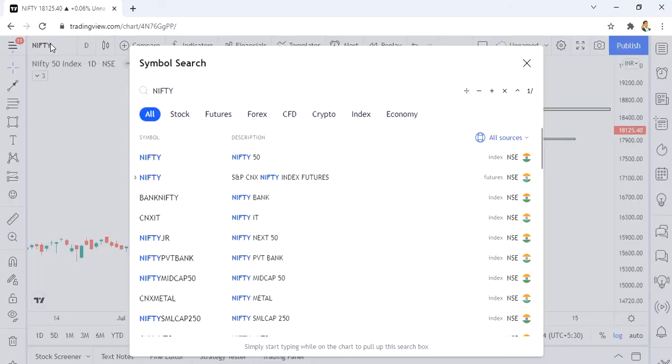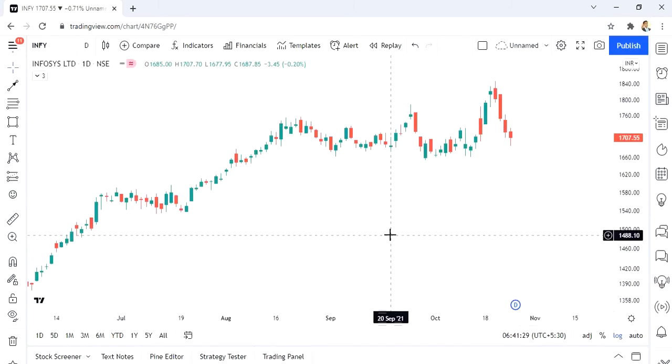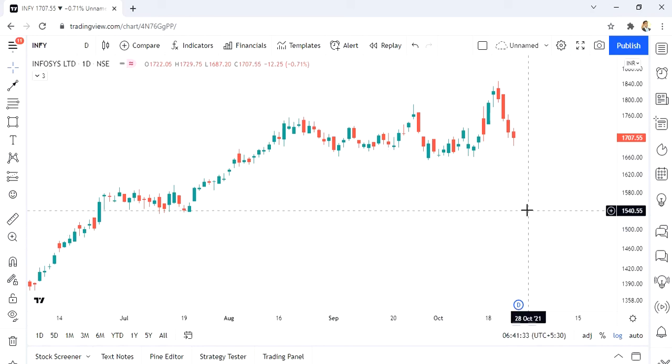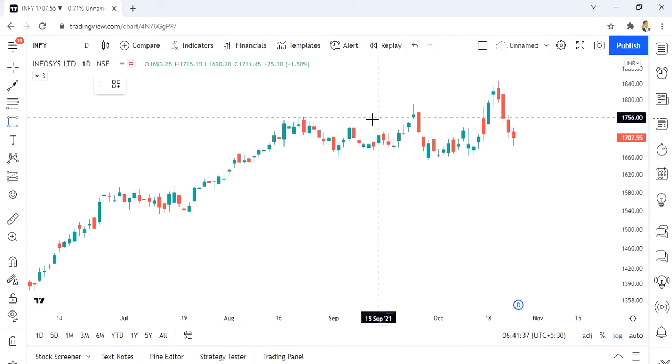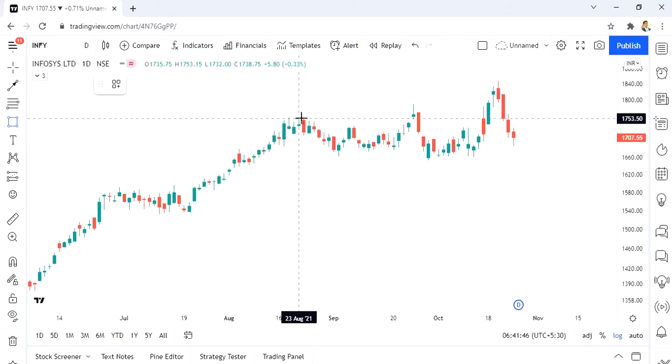Now let's look at some other stock. Let's look at Infosys. Let's try to figure out where it could find a support and where you could see a resistance on this particular stock. Here, the price has been rising previously and made a U-turn from there.